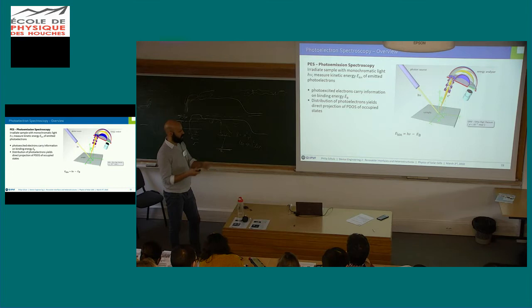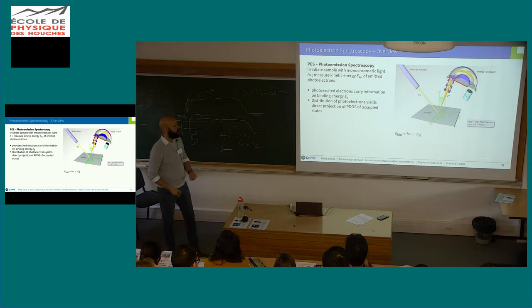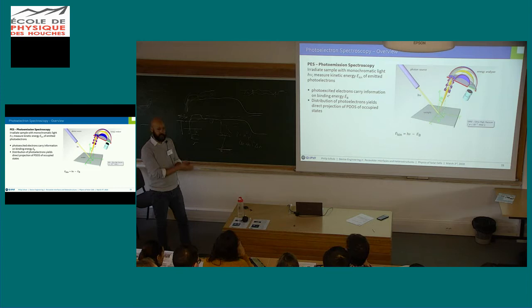Now, this distribution of the photoelectrons that we measure, you measure not just once, but it depends on how many electrons there are. So what you get is a picture, or a direct projection, of the partial or projected density of occupied states. Of course, we can only measure electrons that are already there. There's a technique, I will come to this in a bit, inverse photoemission spectroscopy, that is complementary to this approach and gives you access to unoccupied states.